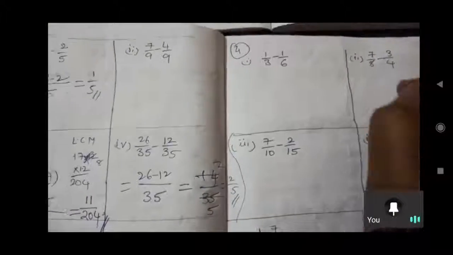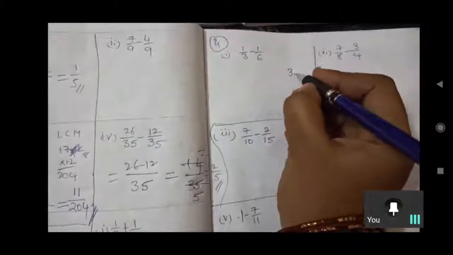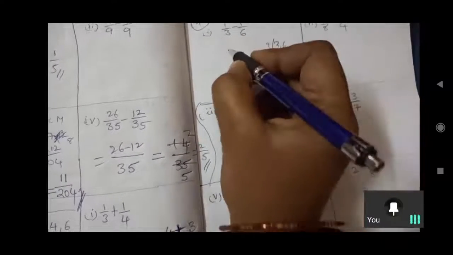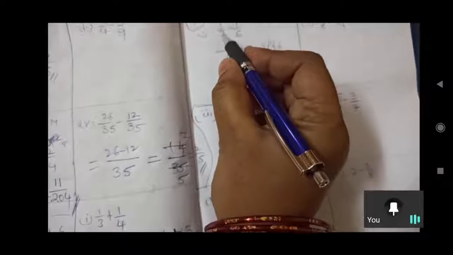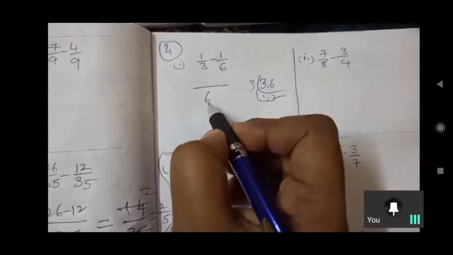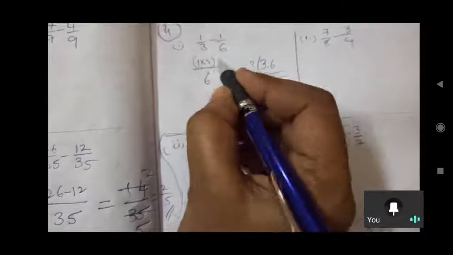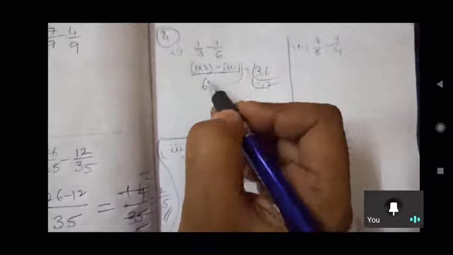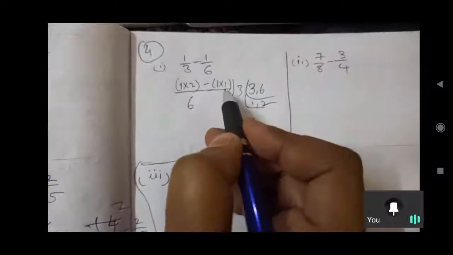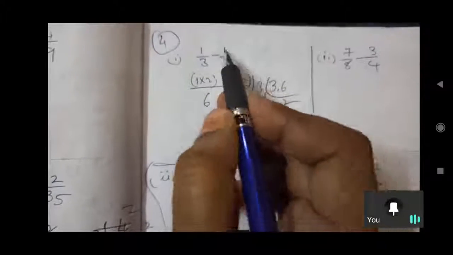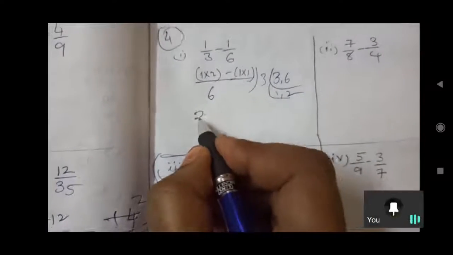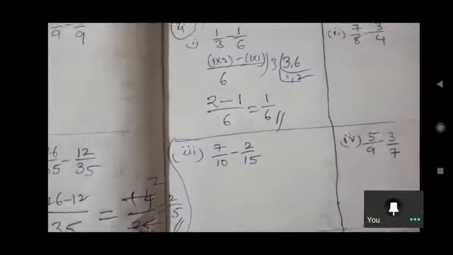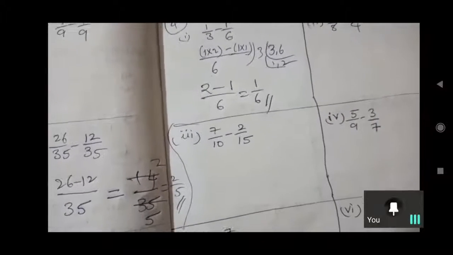Subtractions with different denominators. So here 3 comma 6. What is the LCM? 3 ones are 3, 3 twos are 6. So 6 is the LCM. So 3 multiplied by 2 gives 6. So 1 into 2 we need to take, and 6 ones are 6. So 1 into 1 we need to do. Why? One time only, 6 is the same. So you should multiply in the numerator part. So 1 two's are 2 minus 1 one's are 1 by 6 is equal to 1 by 6. 1 by 6 is the answer.